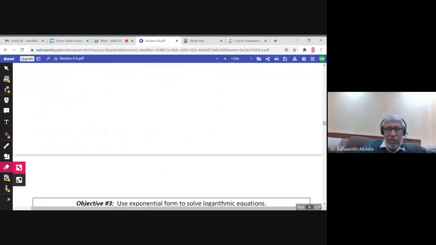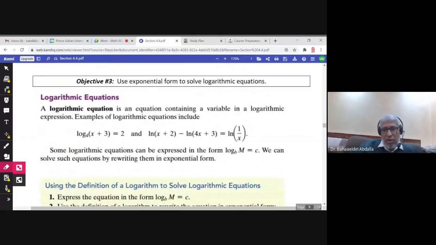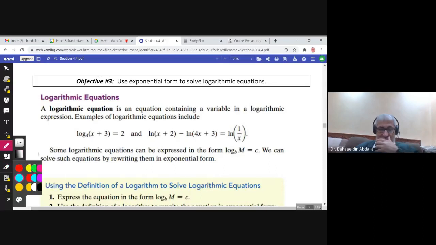This is section 4.4, and we have discussed two objectives up to now, and both objectives were about how to solve exponential equations. And we mentioned that there are two methods to solve exponential equations. First, you try to write both sides with the same base. You try to have the same base in both sides. If you can do so, you solve it like this.